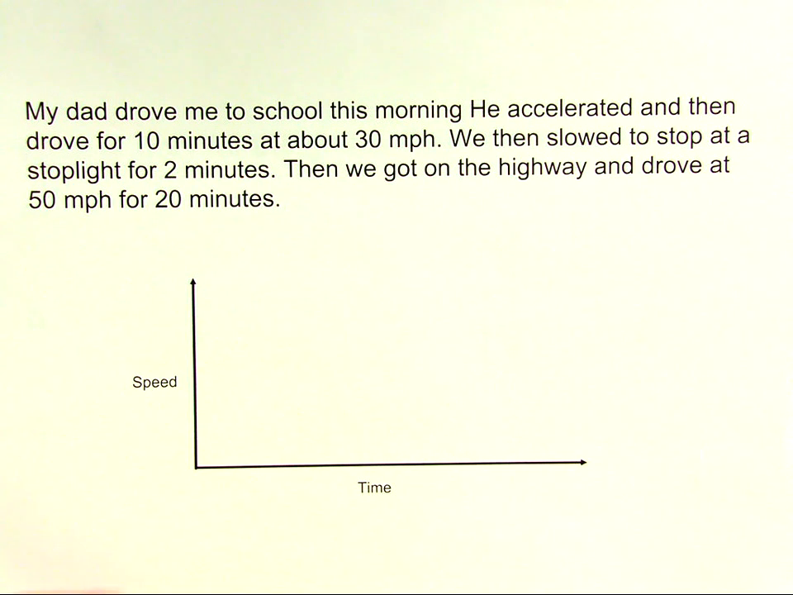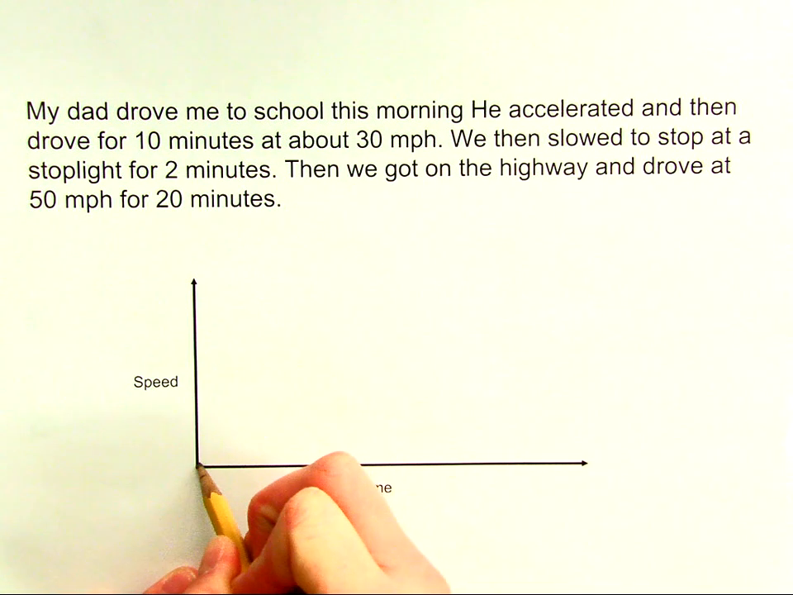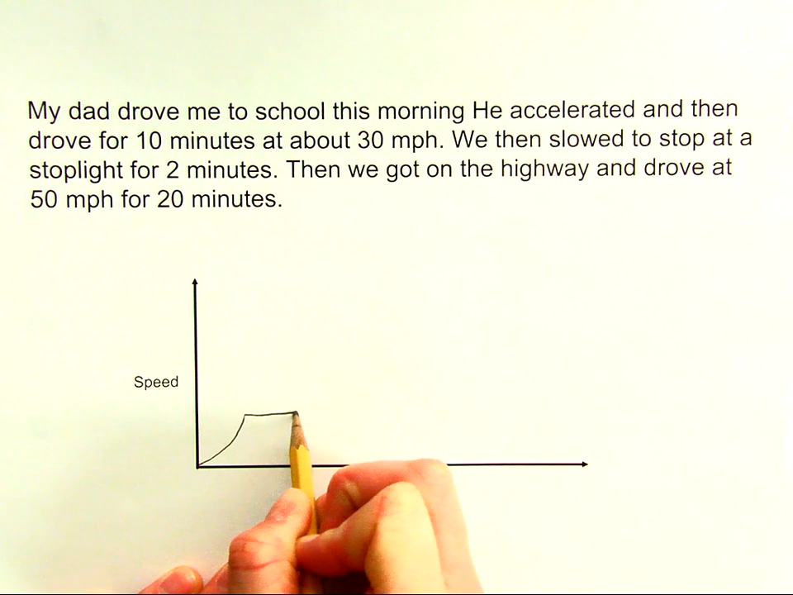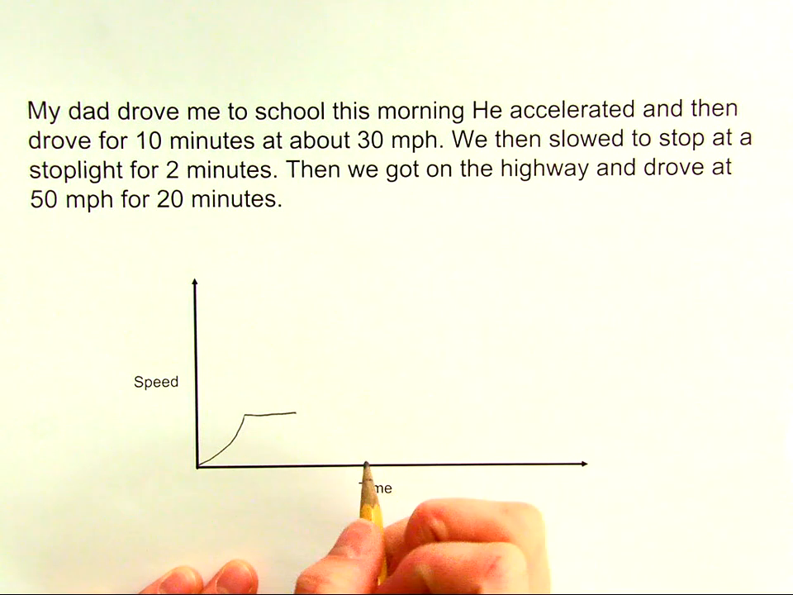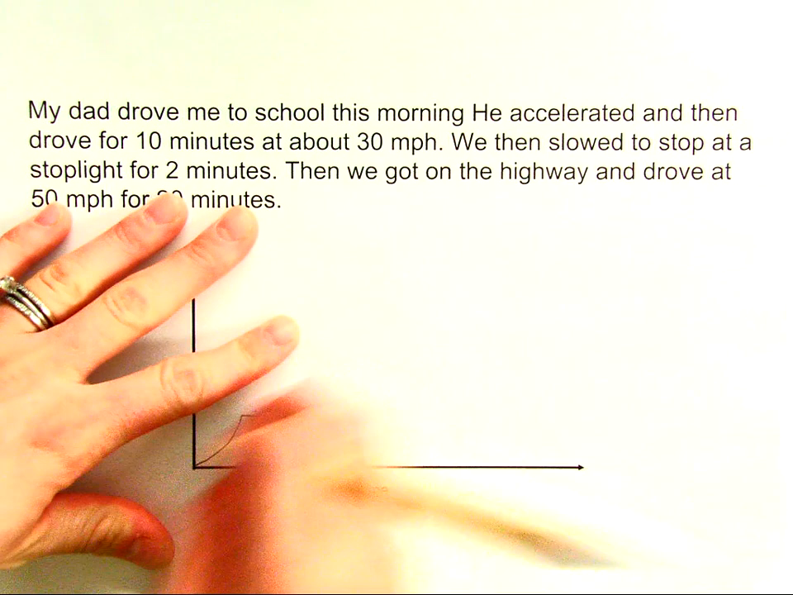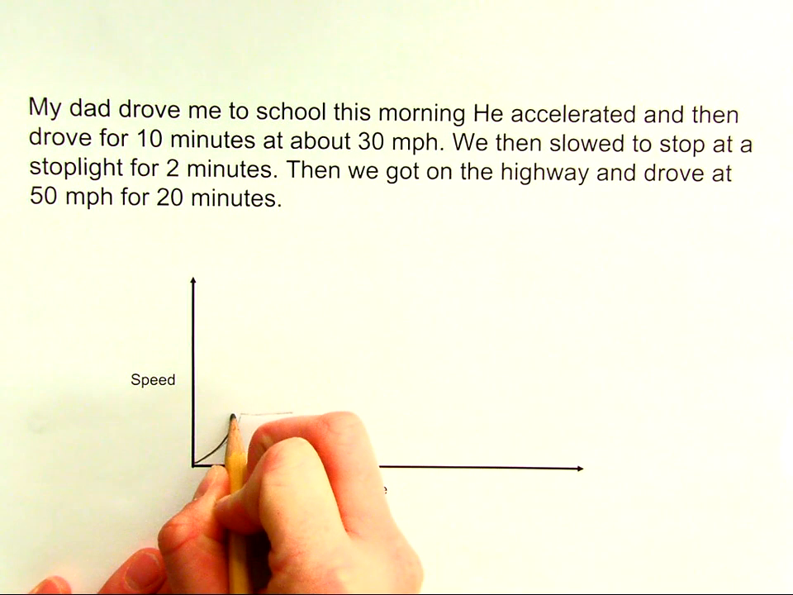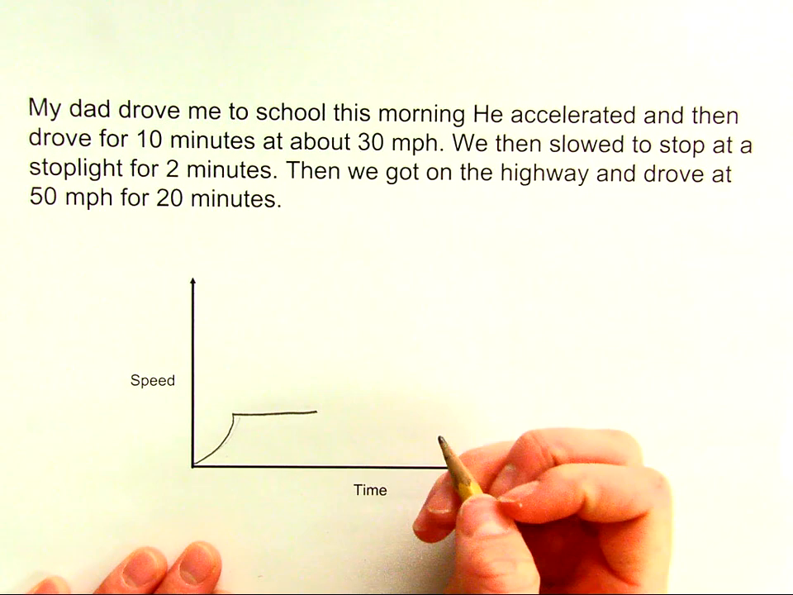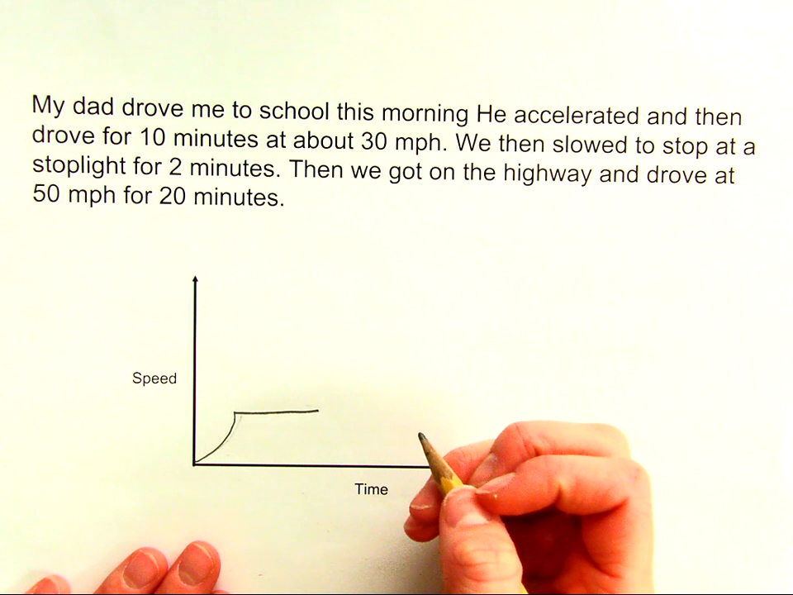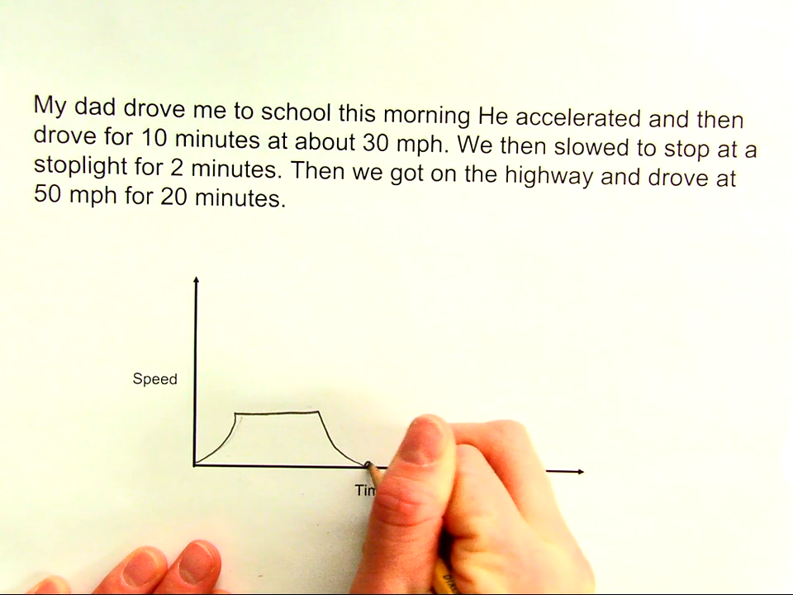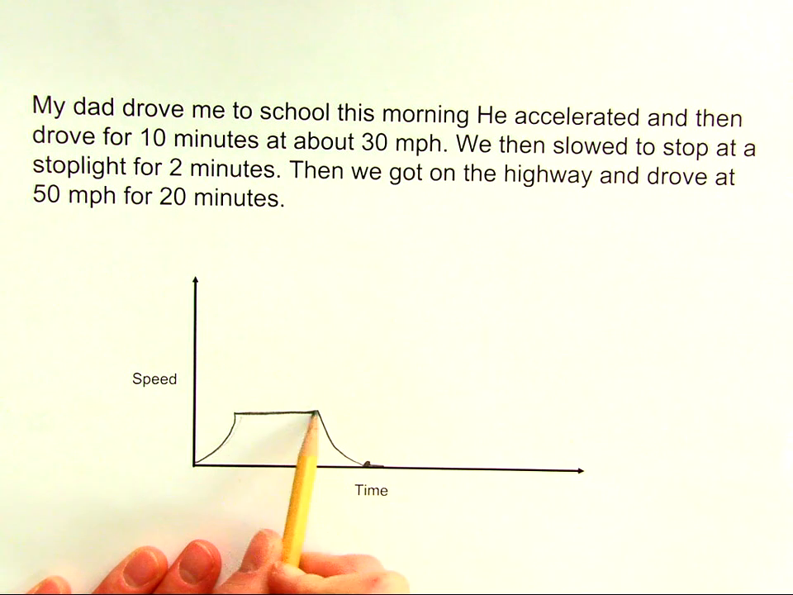So he's accelerating and gets to about 30 miles per hour for 10 minutes. Then, so I'm going to go back and change this a little bit. I'm going to have him accelerate a little faster. 10 minutes. Then slows to a stop sign for 2 minutes. So if this is my 10 minutes, 2 minutes is probably just this little bit.